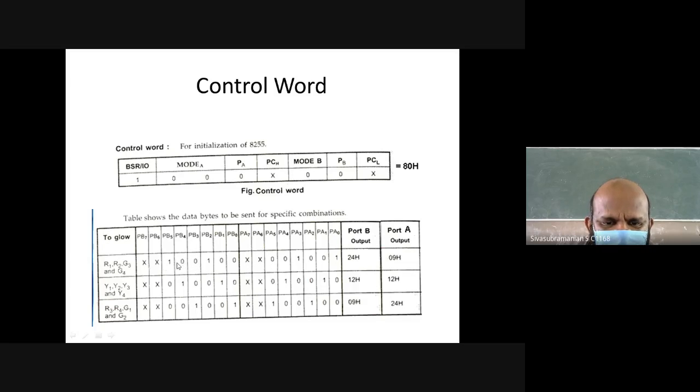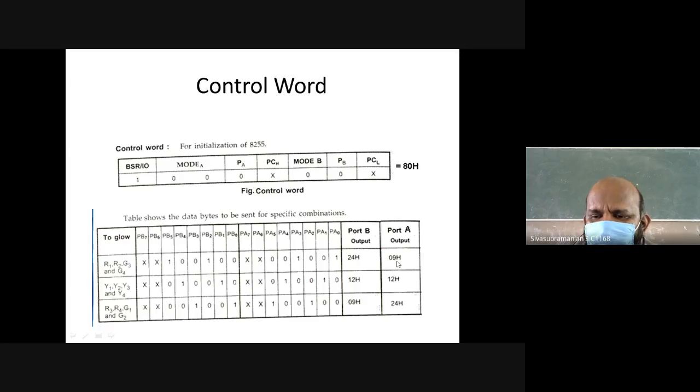For the first 4 bits, it is don't care, 1, 0. That means it is 2. For this case, it is 0, 1, 0, 0, it is 4. So for this port B, 24H is my value that I should have at my port B, right? And for this port A, the first 4 bits are 0, and for this case, it is 1001, it is 9. So it is 09. Okay.